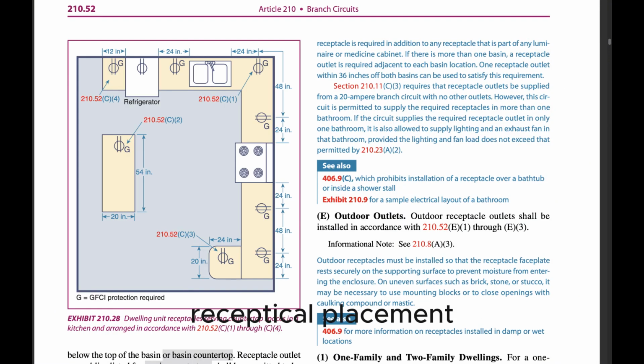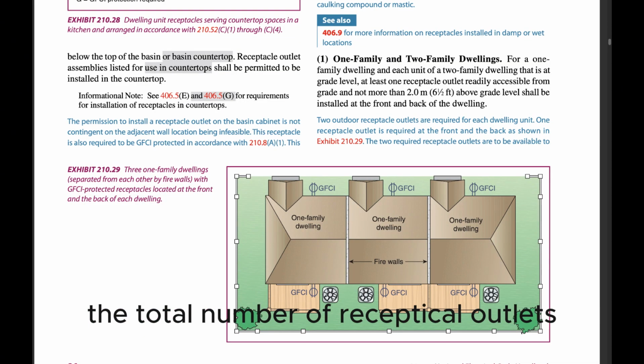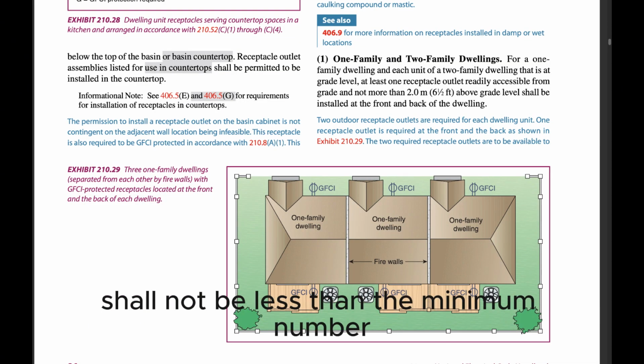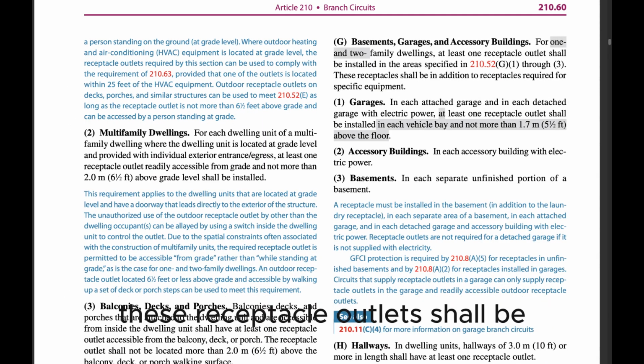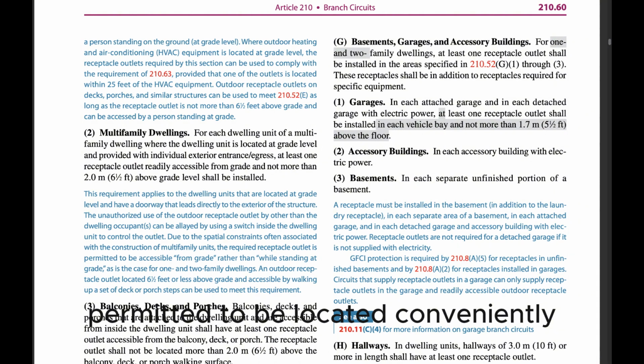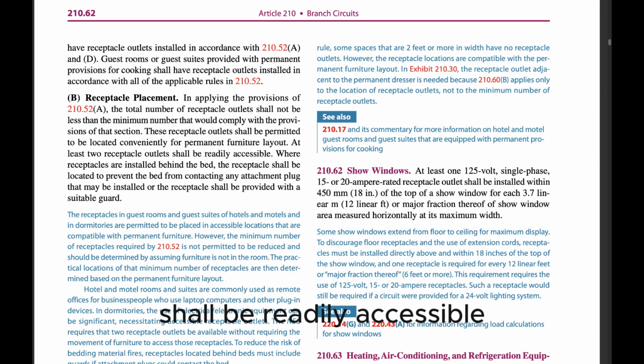(B) Receptacle placement. In applying the provisions of 210.52(A), the total number of receptacle outlets shall not be less than the minimum number that would comply with the provisions of that section. These receptacle outlets shall be permitted to be located conveniently for permanent furniture layout. At least two receptacle outlets shall be readily accessible.